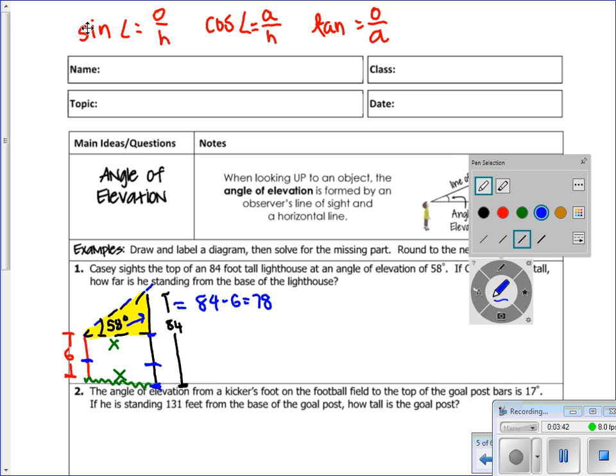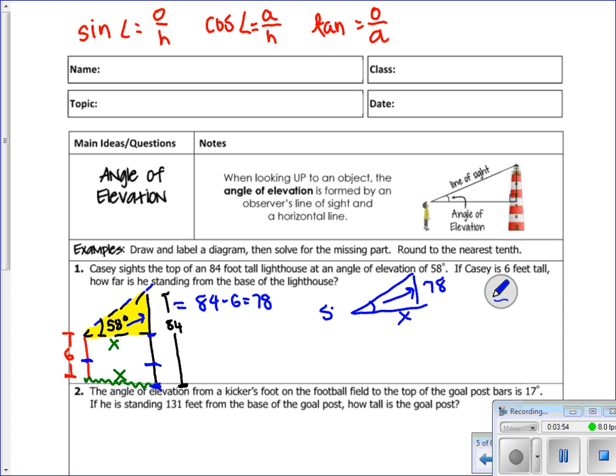That's an ugly triangle. So this is 58 degrees. And here I know that this is 78. And down here I need x. So I'm going to create my box of knowledge here. I got my angle, it's 58 degrees. The side opposite, adjacent, and the hypotenuse. So the side opposite is 78. The side adjacent is x. The hypotenuse, I don't know.